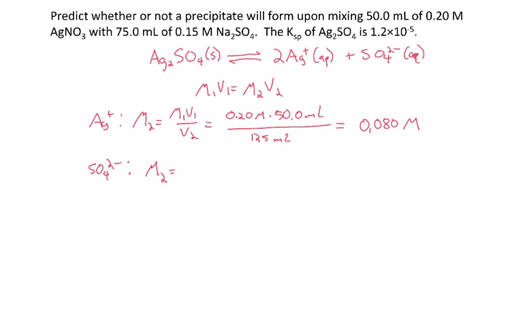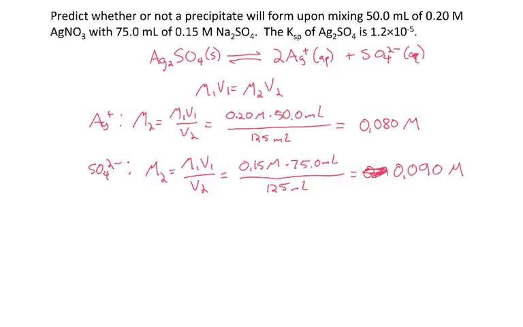Do the same thing for the sulfate. Again, M2 is M1V1 over V2. The initial concentration of the sulfate is 0.15. I have 75 milliliters of it, and the final volume is again going to be 125. I get a concentration of sulfate of 0.09 molar. Using these concentrations, I want to calculate Q, and I'll do that on the next slide.